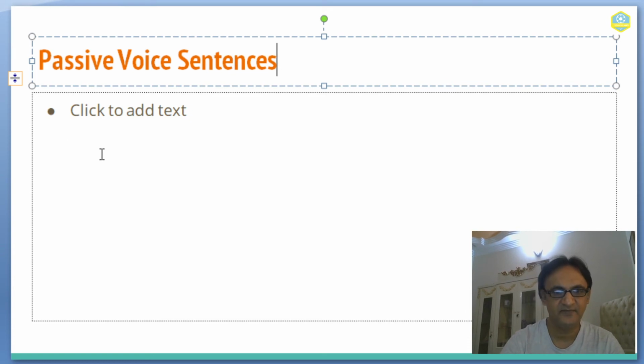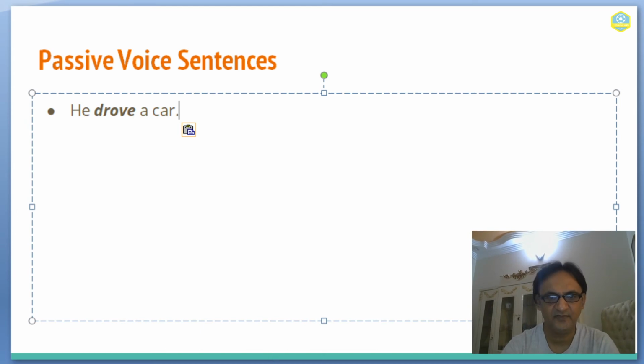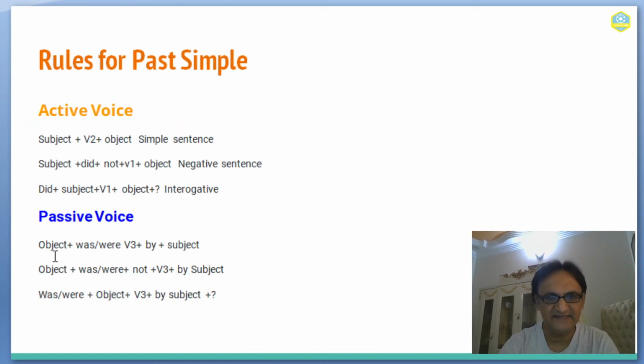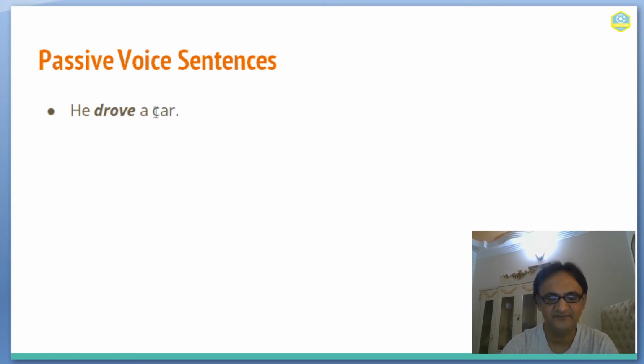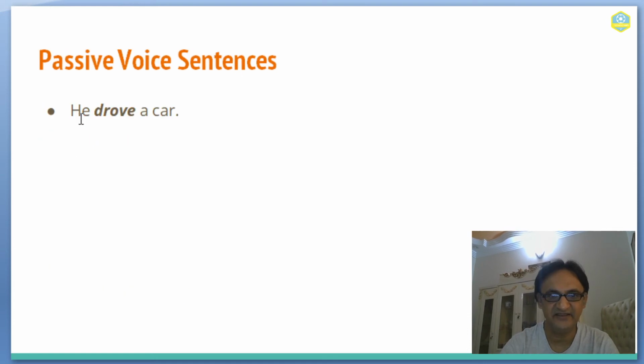Right? So here, this is the first. In passive voice, objective first. So what will be objective? This one, a car. Then we'll be using was, were. If it is singular, was. If it is plural, were. The form of the verb is the third form. We'll be using by and subject. So let's see. Subject is he. Okay, so we know that he will be changed into him.